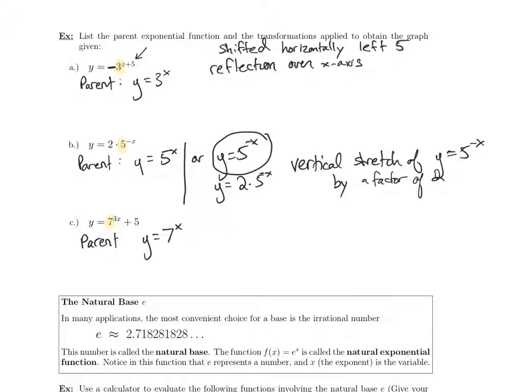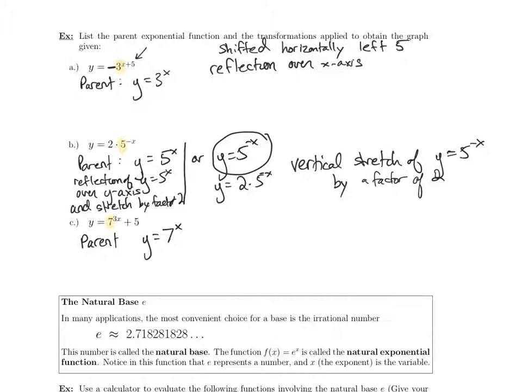by a factor of 2. You do have the option instead of thinking of the parent function as 5 to the x, in which case the first thing we do is we do a reflection of y equals 5 to the x over the y-axis, and that actually gives us our exponential decay function. And then we stretch by factor of 2, which is again a vertical stretch by a factor of 2.